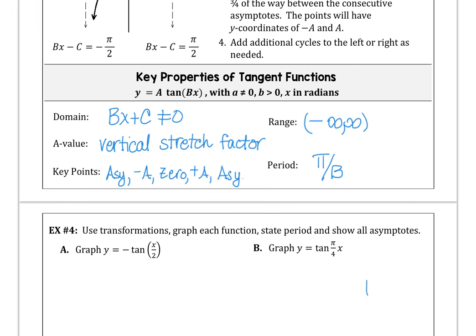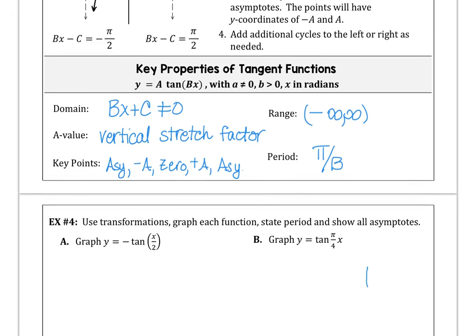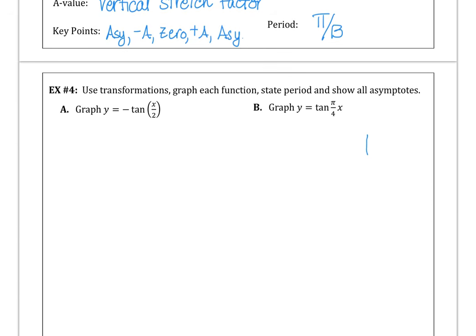So let's give this a try for example 4. We want to use transformations, graph each function, state the period, and show all the asymptotes. In this first one, we want to graph negative tan of x over 2. So we have an a value of negative 1. We have our argument 1/2 x has to be equal to the left asymptote, which was negative pi over 2. So that puts our left asymptote at negative pi.